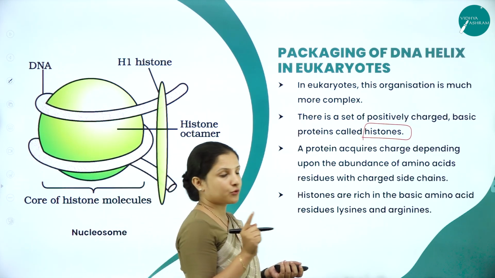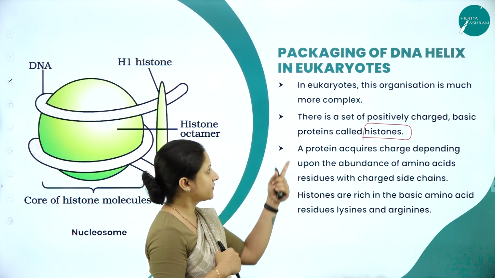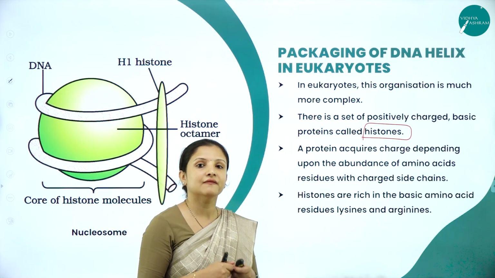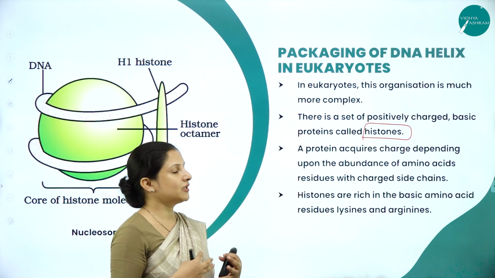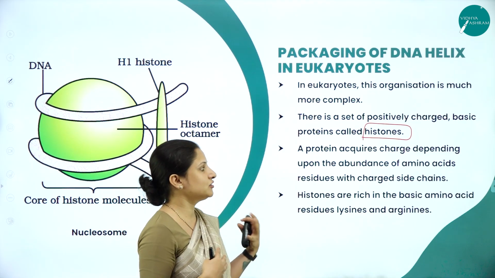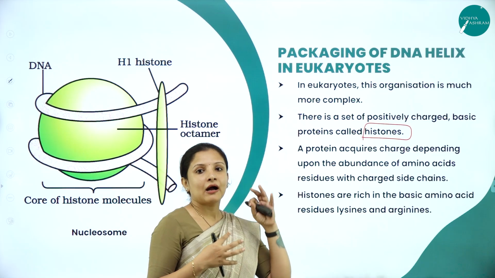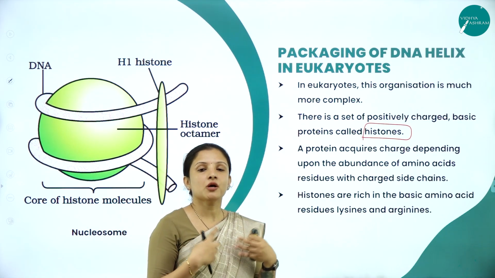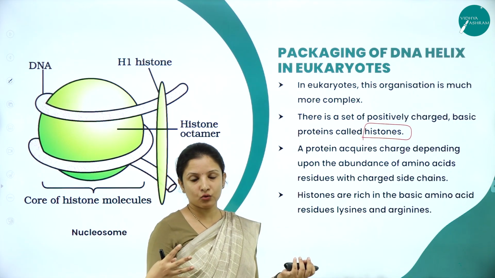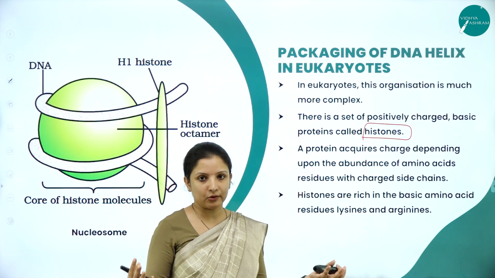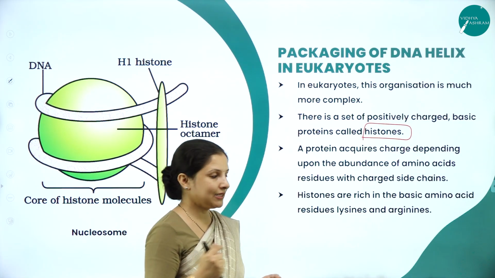And what is the name of the protein? It is histone. So here the DNA is tightly packed because of the presence of which protein? Positively charged histone proteins. A protein acquires charge depending upon the abundance of amino acid residues with charged side chains. So it means that histones contain a lot of amino acids which are positively charged. At the end of the day, we know that proteins are nothing but chains of amino acids. You have studied about this in your class 1st PUC or class 11th.